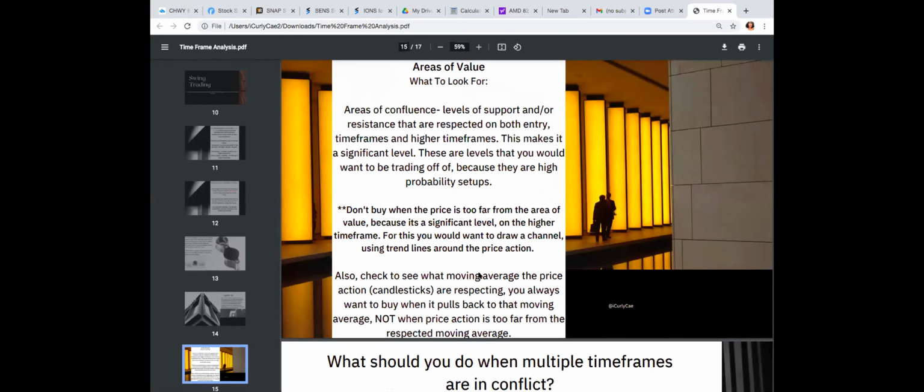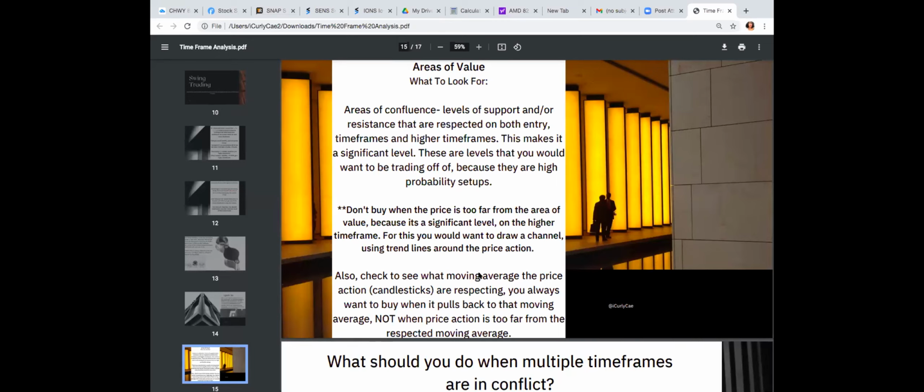So, areas of value: what to look for. You want to look for areas of confluence, which are basically levels of support and/or resistance that are both respected on both entry timeframes, the higher and lower time frame. This makes it a significant level. These are levels you would want to trade off of because they are high probability setups. So if you're seeing a key level that's respected on the higher time frame and the smaller time frame, please make a mental note of that, because that is a very significant level.